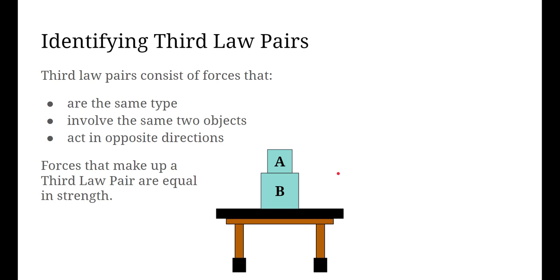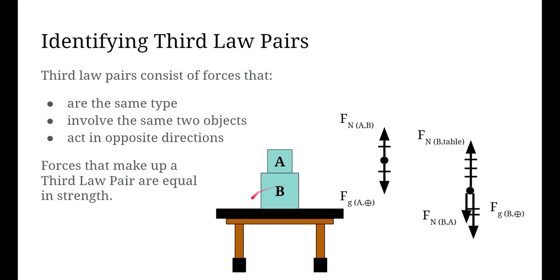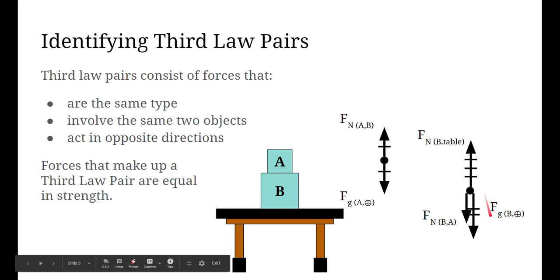So when we make force diagrams, we can identify third law pairs as long as we have two different objects and two different force diagrams. So here's a force diagram for the top object, object A. This object isn't moving. It has a constant velocity of 0, and so therefore the forces on it are balanced. And here for block B, we have the same thing, that there's gravity pulling it down and a normal force pushing it up from the table.